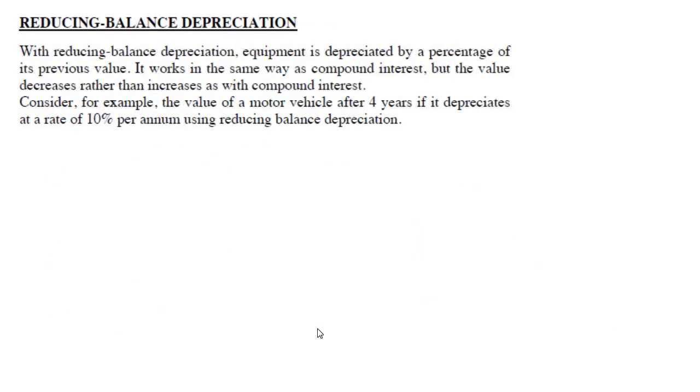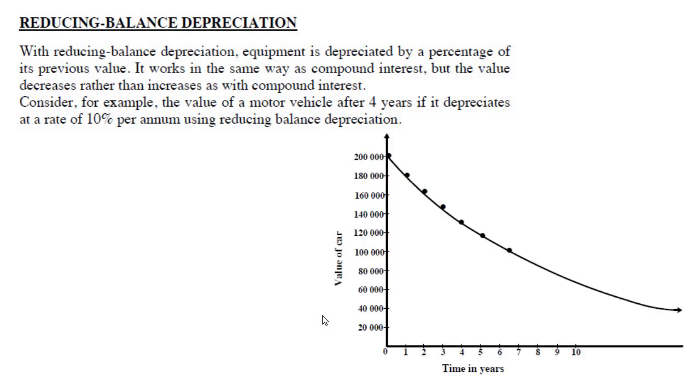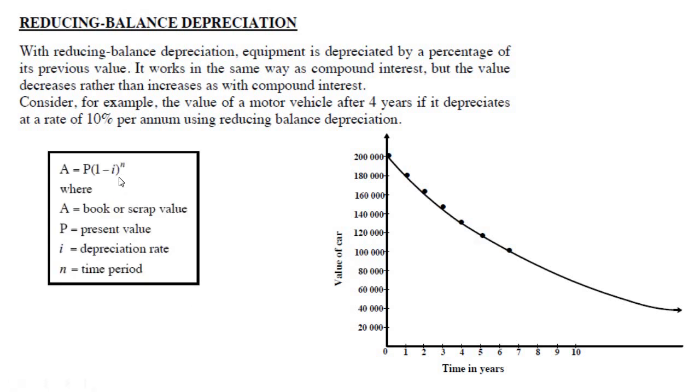Now let's take a look at reducing balance. This is a compounded thing, and it's not a straight line. It's a curve. It's exponential. You start at 200,000 and it loses more and more each month. Here's the formula. Instead of i times n, it's to the nth power. That's reducing balance depreciation, non-linear depreciation.